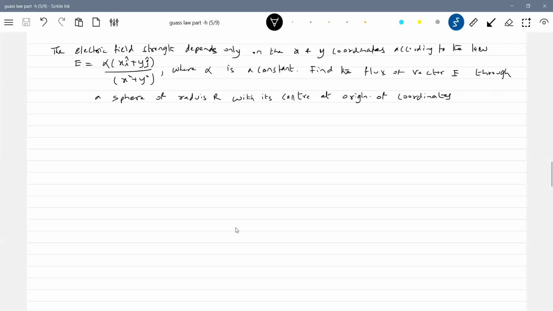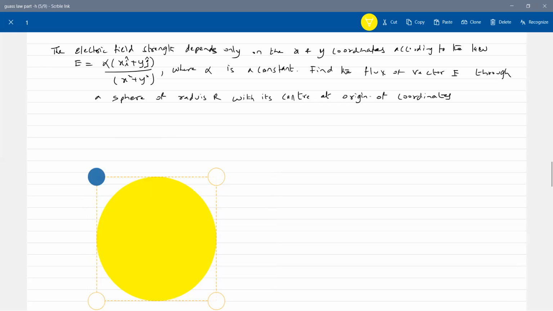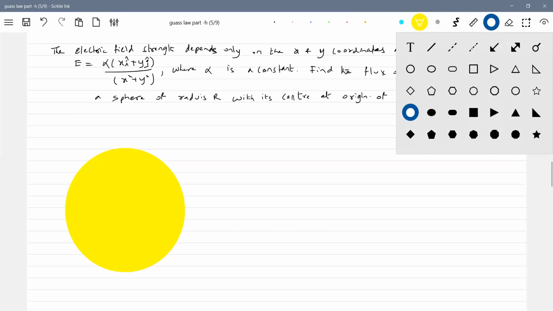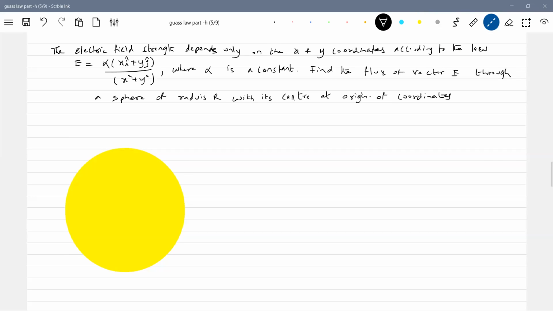Read the question: it is asking about a sphere, so better draw one sphere. Let's see what we get. The center of the sphere will be at the origin of coordinates, as the question says, with its center at the origin of coordinates.